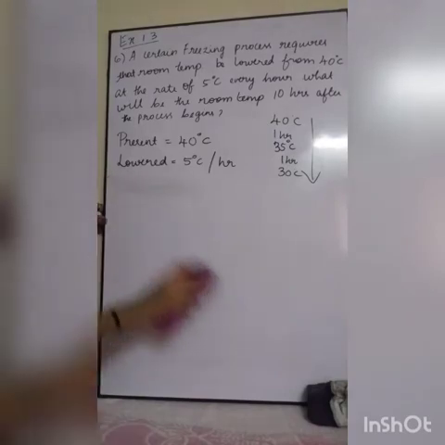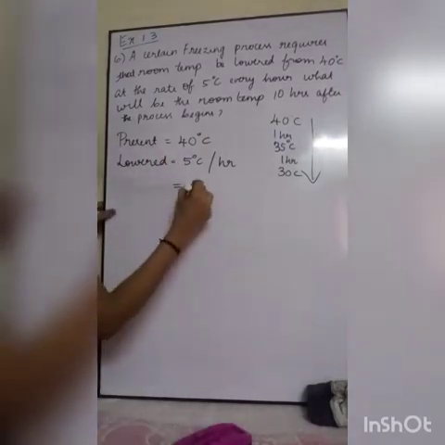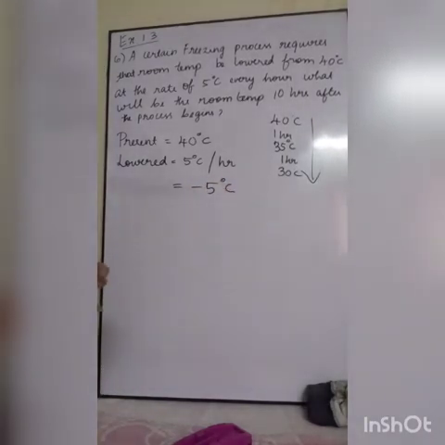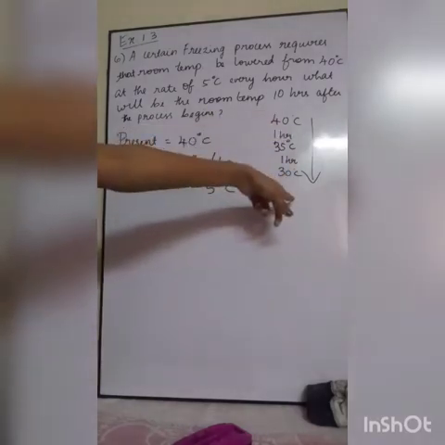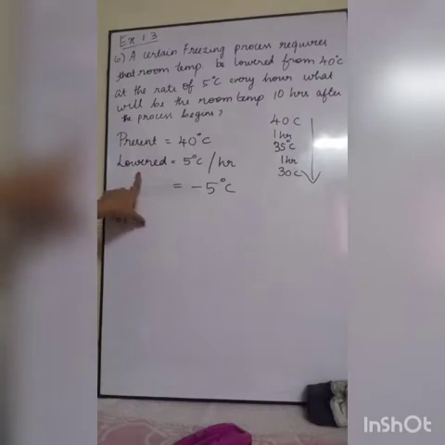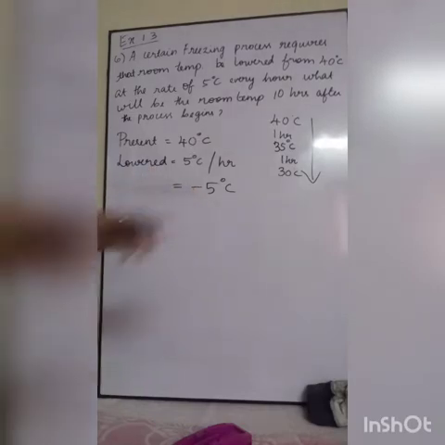Since it is lowering, we represent this 5 degrees Celsius as minus 5 degrees Celsius, because the temperature is actually lowered. If it goes upwards, you represent it as a positive integer. Since it is lowering down, you represent it as a negative integer. So now it is lowering by minus 5 degrees Celsius per hour. Now you got the point.